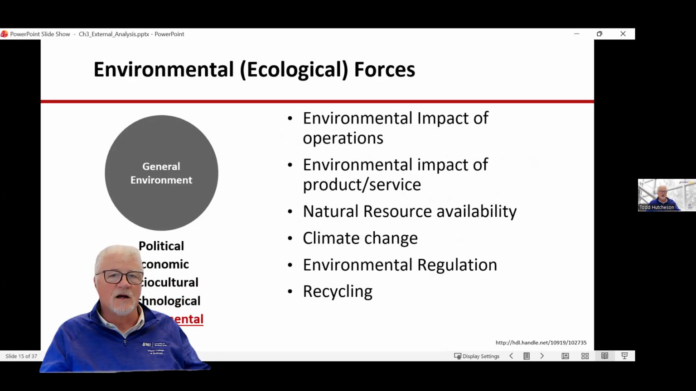Environmental impact on operations and of operations, the environmental impact of a specific product or service, natural resource availability. And we hear a lot about the impact of artificial intelligence on water, for example, on power consumption, for example, climate change, environmental regulation, recycling, etcetera.